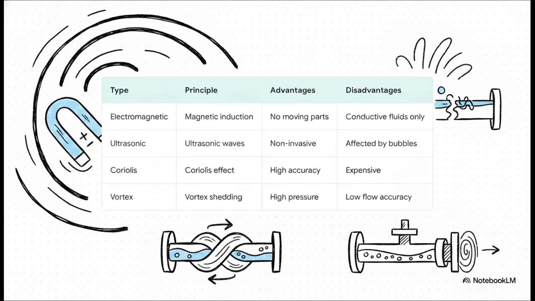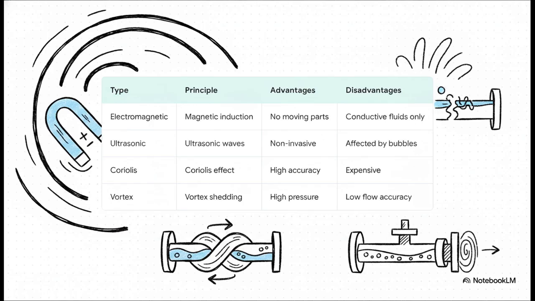Then we've got Coriolis meters. These are the gold standard for directly measuring mass flow. They offer unparalleled accuracy, but yeah, they are definitely on the expensive side and can be super sensitive to bad installations and vibration. Finally, vortex meters.